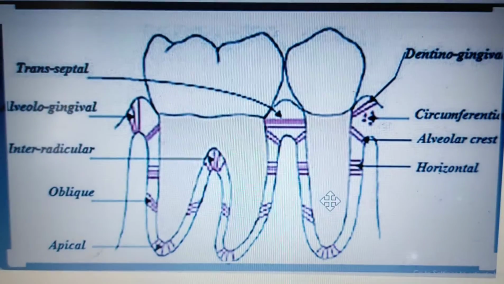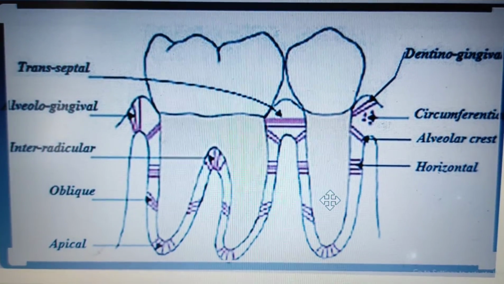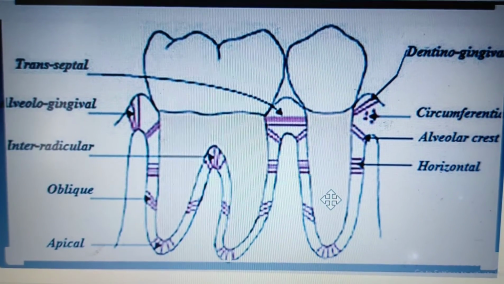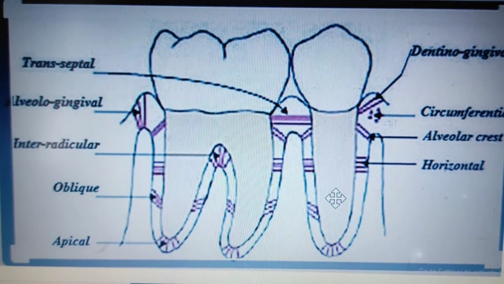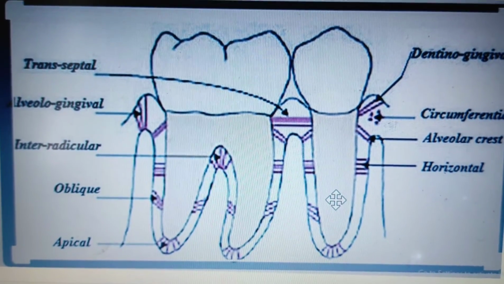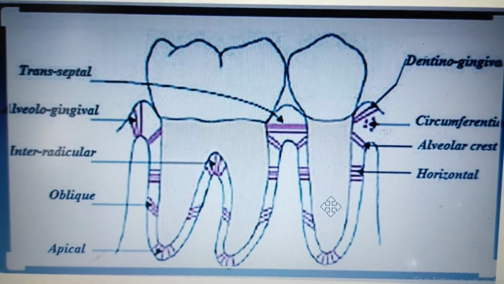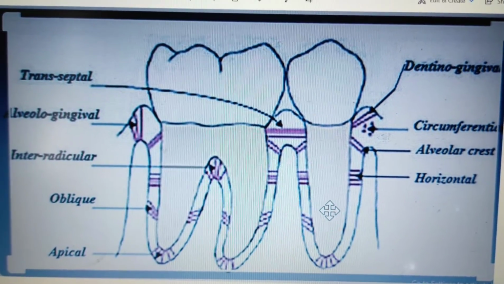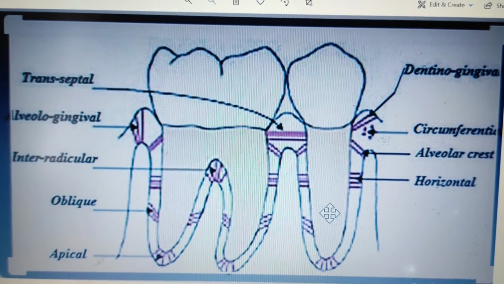Coming to the next type of fiber, that is the interradicular fibers. Interradicular fibers fan out from the cementum to the tooth in the furcation area of multirooted teeth. As we can see in the diagram, they are present in the furcation area and they extend from the cementum to the tooth structure.